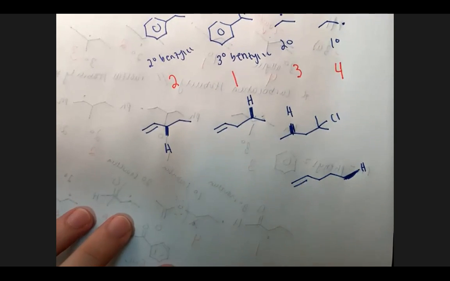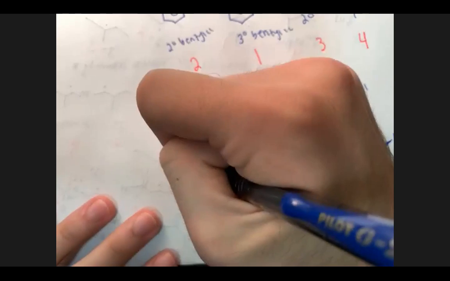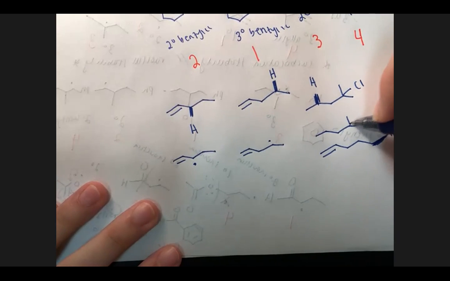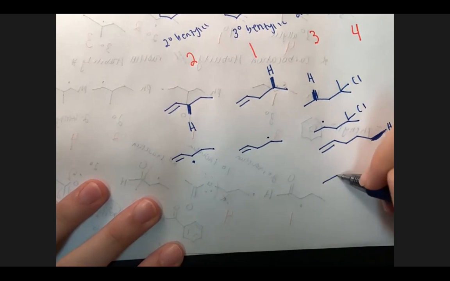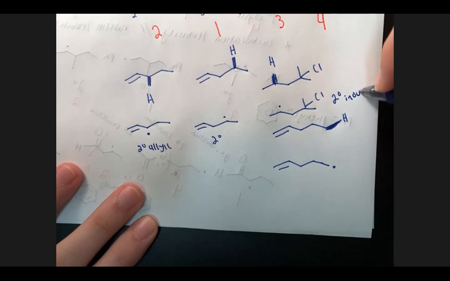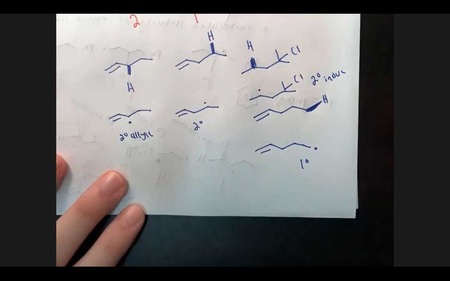Anyway, let's do these. Let's break the bonds and imagine those products, okay? I know this is kind of sloppy, but let's classify. This is secondary allylic, this is good. This is secondary by itself, too far away. This is secondary with induction, and this is primary, too far away, okay?